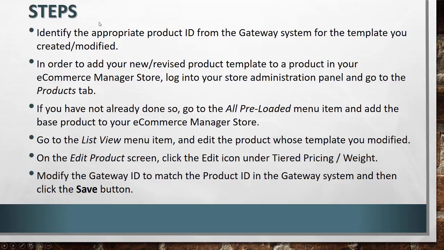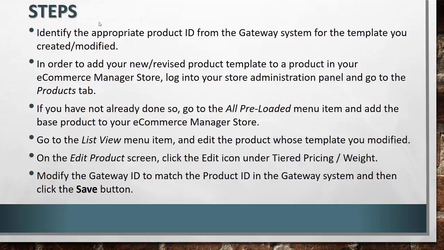To reiterate, you're going to need to identify the appropriate product ID from the Gateway system for the template you created or modified. Then, in order to add your new revised product template to a product in your eCommerce Manager store, you'll log into your store administration panel and go to the Products tab. If you have not already done so, go to the All Preloaded menu item and add the base product to your eCommerce Manager store. Then go to the List View menu item and edit the product whose template you modified.